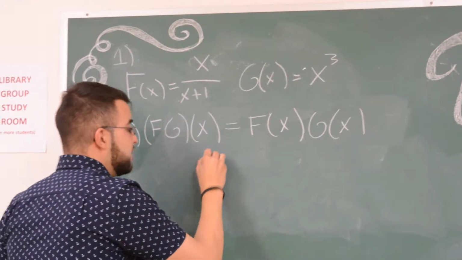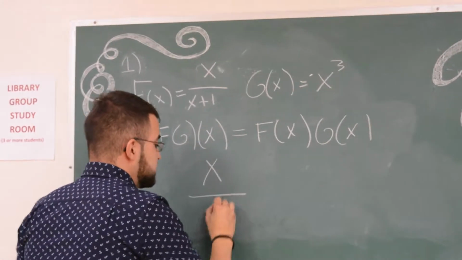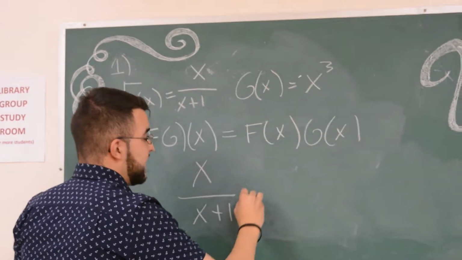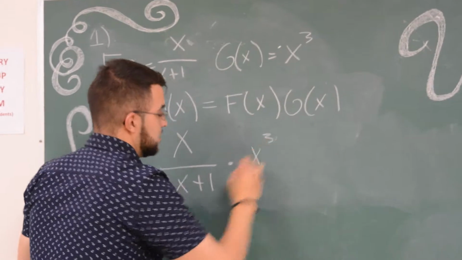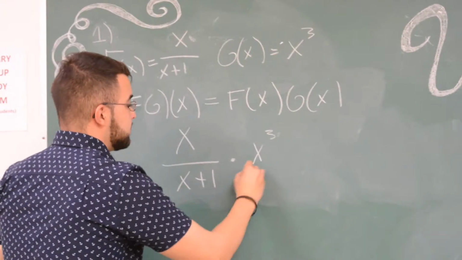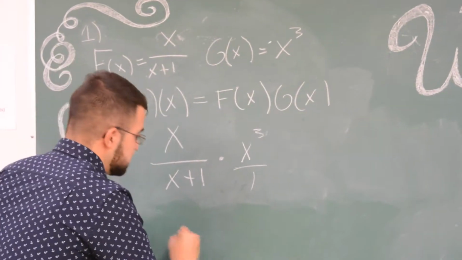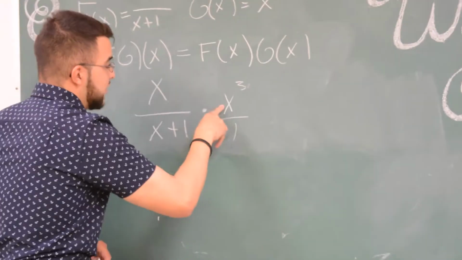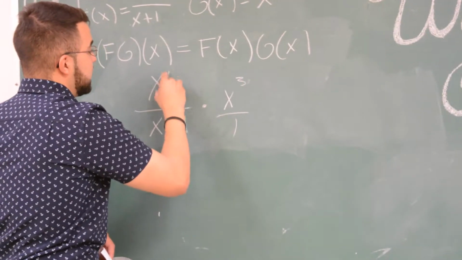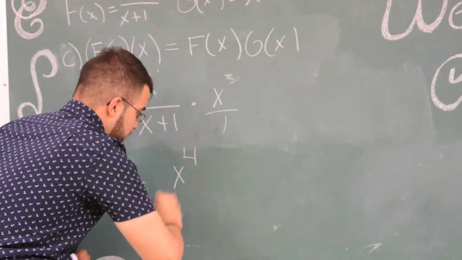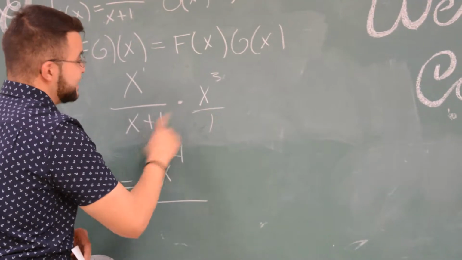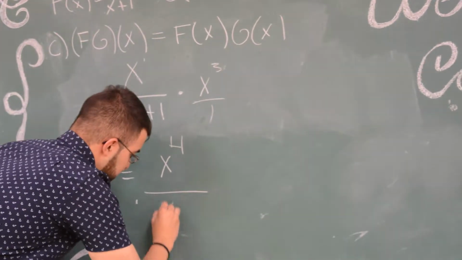So it's going to be f of x, which is x over x plus 1, times x cubed, which is g of x. I will multiply the top, this is over 1, so multiply the top, x times x. They're the same base, so you add the exponents together, which gives you x to the 4th over x plus 1 times 1, which is just going to be x plus 1.